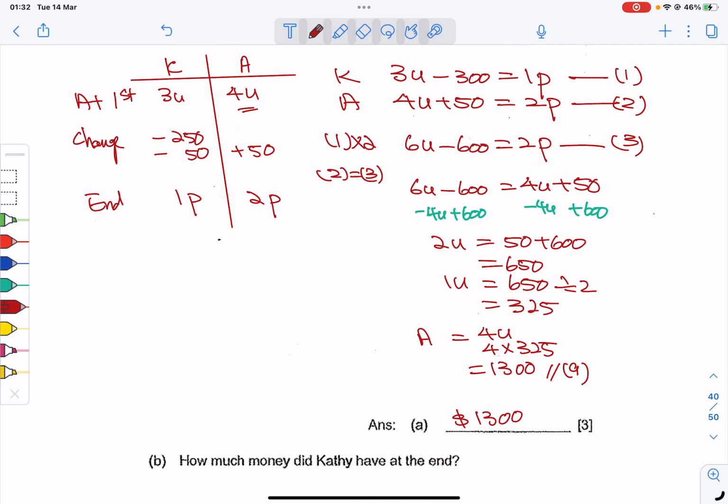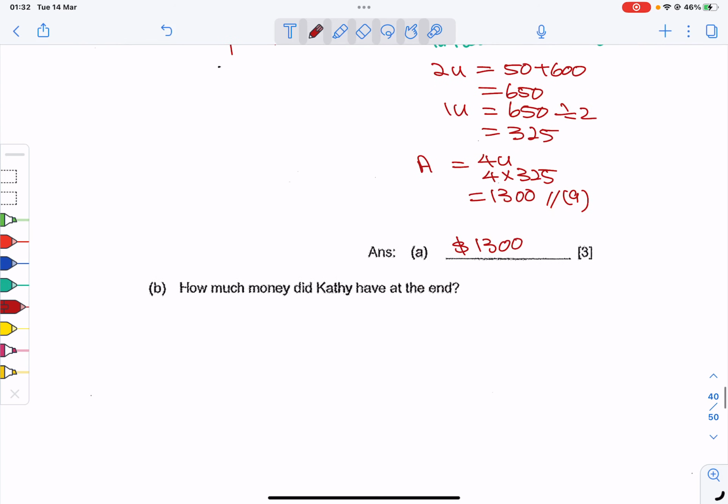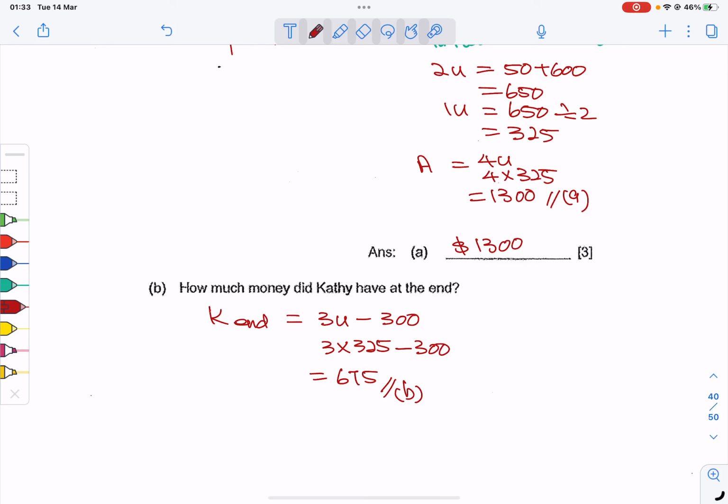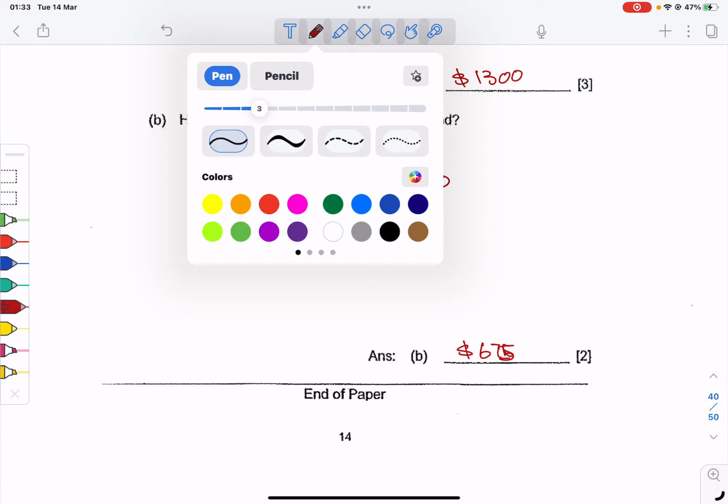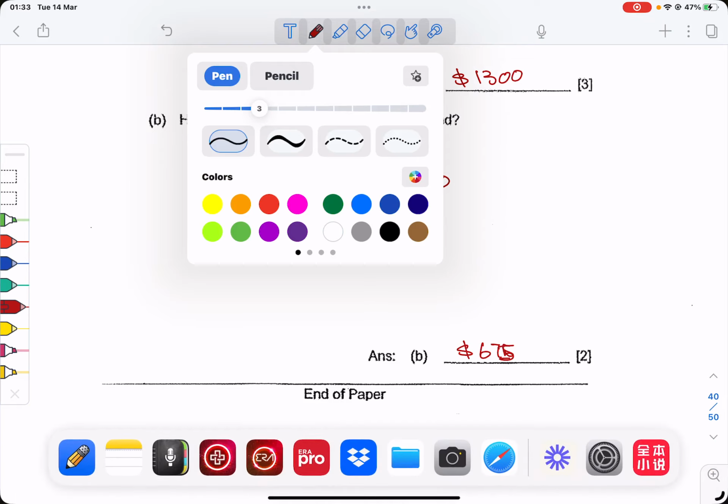Now for B, how much money did Katie have in the end? It is 3 units take away 300. So 3 times 325 minus 300. You should have 675 as the answer for B. Okay, so this will be 675. Okay. Right, so that's the end of the paper.